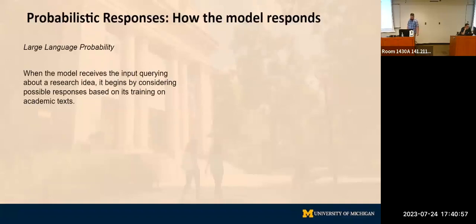The next step is to consider something called large language probability. So when the model receives the input, the queries, in this case, a research idea, it begins by considering the possible responses based on its training on academic texts, right? Because we said in our query, how does this idea exist in the literature, right? X-rays with tumors that we used, right?